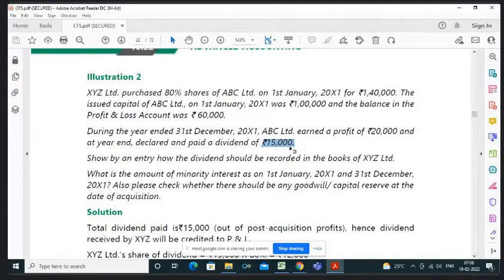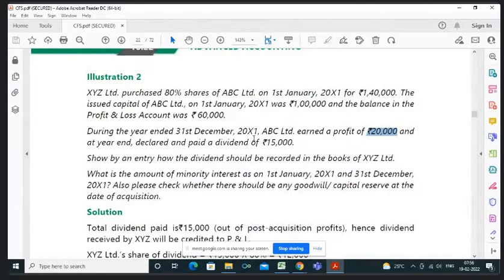So now we have to see what is the source. It is for the year ended 31st December. We have to check the date of acquisition. What is the date of acquisition? It is 1st January 2011. So the entire amount of dividend is from the current year profits. So it will be a post-acquisition profit.